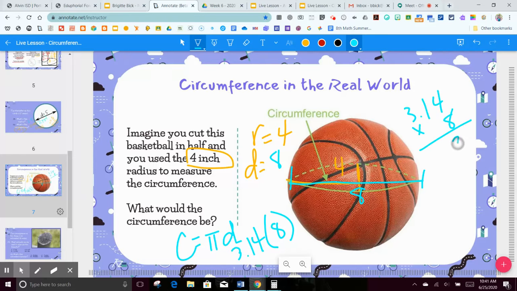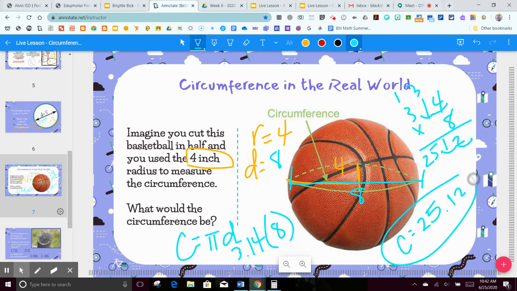4 times 8 is 32, carry 3. 8 times 1 is 8, 9, 10, 11, carry 1. 8 times 3 is 24, plus 1 is 25. I had 2 decimal places, so I'm going to return my 2 decimal places. And my circumference equals 25.12. Okay, if I wanted to make sure that my decimal place was in the right spot, I would just ask myself roughly, what is 3 times 8? And that's 24. So my answer of 25 makes sense.